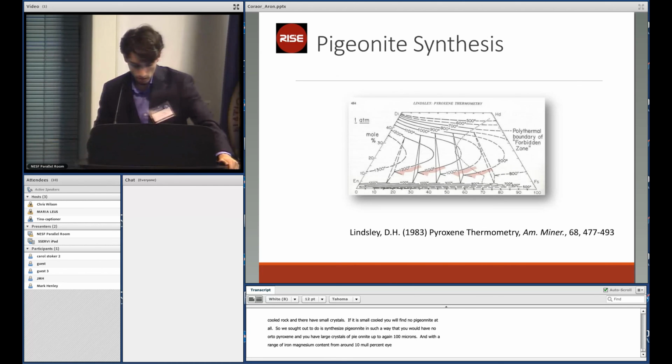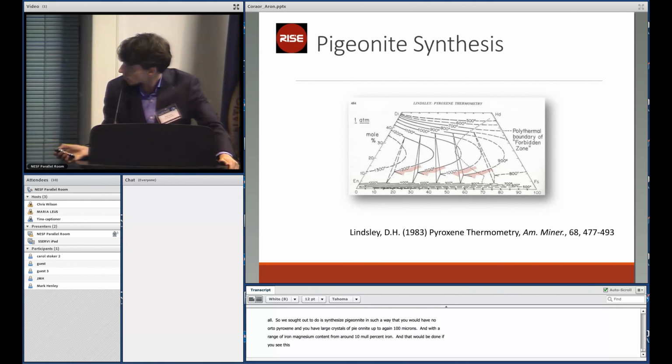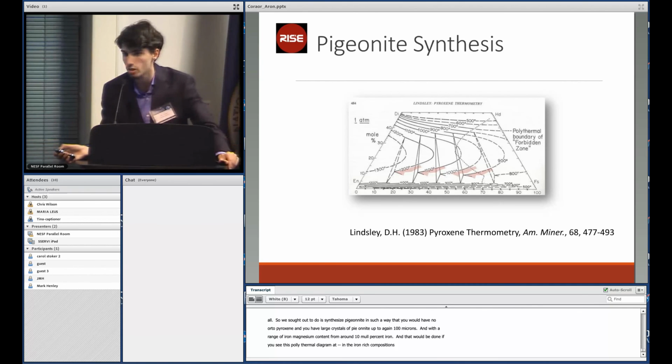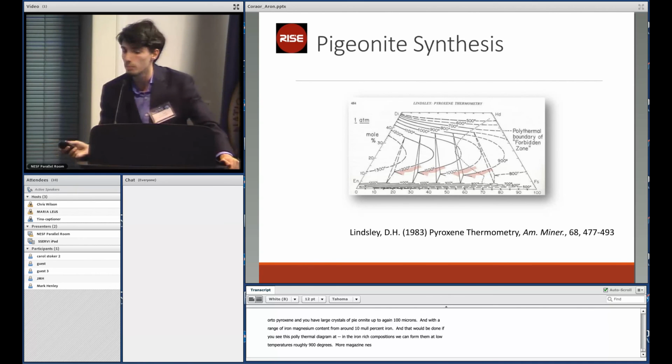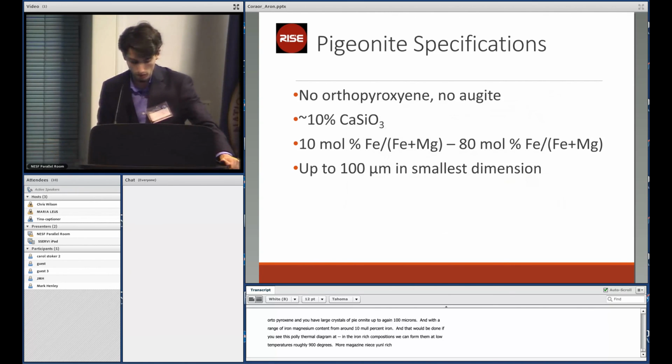And that would be done, if you see this polythermal diagram, in the iron-rich compositions, we can form them at low temperatures, roughly 900 degrees, and we should be able to form them hydrothermally, whereas at the more magnesium-rich compositions, we should be able to form them in a silica glass tube in a vacuum.